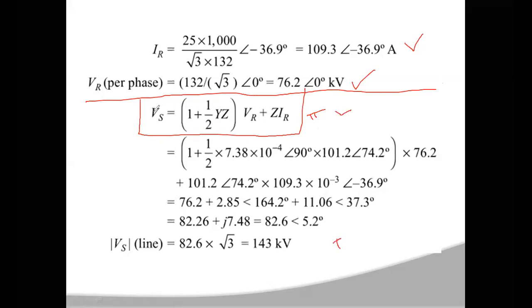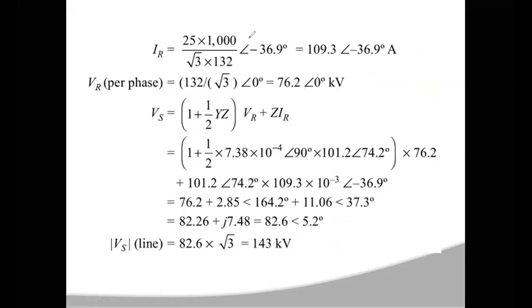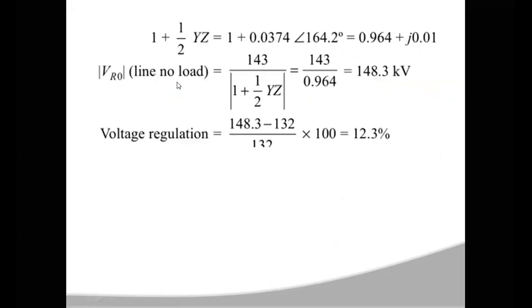So for the nominal T method, it is (1 plus Yz by 2) into Vr plus, in place of Z, you will get Z into (1 plus Yz by 4). And all the values you know, so then you will get the final voltage. This is in phase voltage, then you convert to the line voltage, and while calculating the voltage regulation, the procedure again will be similar.